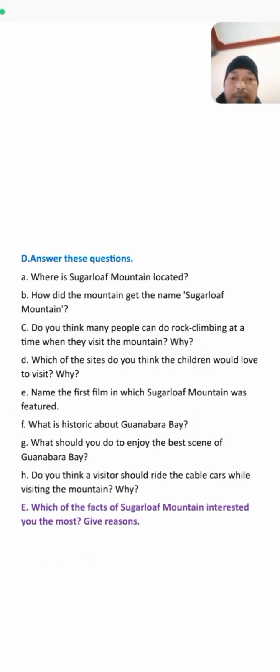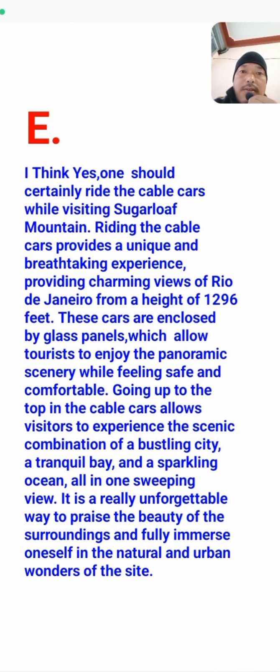Next question we have: which fact about Sugarloaf Mountain interests you the most? Give reason. I have written the answer of this exercise. You can write from here. I think one should certainly ride the cable car while visiting Sugarloaf Mountain. Riding the cable car provides a unique and breathtaking experience, providing a charming view of Rio de Janeiro. So this is what I have written. You can write from here.